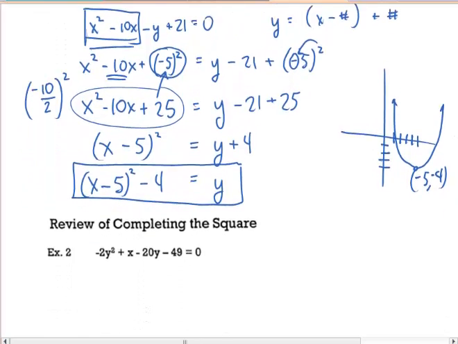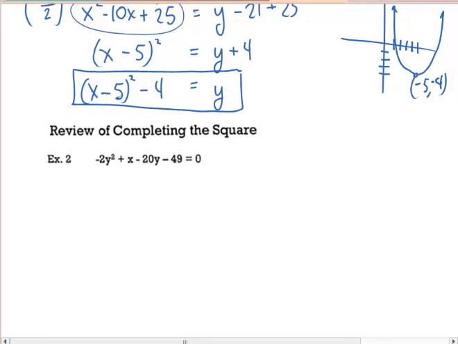In the next example, we have what looks like is going to be a sideways parabola. The reason I know that is because I only have a y squared term. I also have a leading coefficient. This means that we're going to have a little bit more math work to do. So let's clear everything out. I'm going to move the 49 over to the other side. I'm going to move the x over to the other side as -x. I'm going to just have -2y squared minus 20y. Now, I don't like working with leading coefficients that are negative.